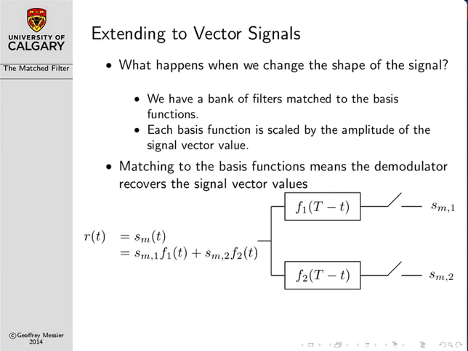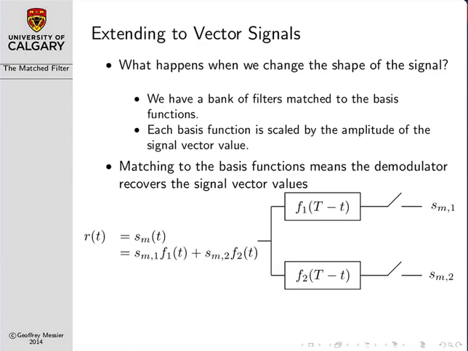So that's fine for PAM, but now what happens when we actually change the fundamental shape of our waveform? And this occurs certainly with orthogonal modulation when we transmit different waveforms, but also even with PSK or QAM, because as we change the phase of the cosine wave, you can think of it as at least shifting the shape around of the desired signal. And so the way that we handle this is rather than having a single matched filter, we have a bank of matched filters that are matched to the basis functions of the transmitted signal.